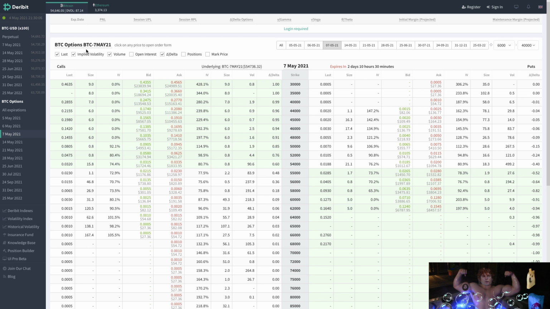So the implied volatility is essentially, you can see here IV. The higher that is, the more the option is going to cost.